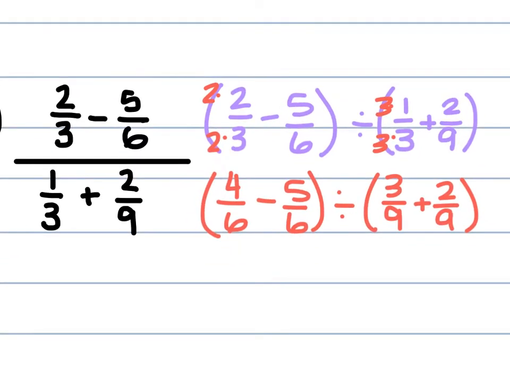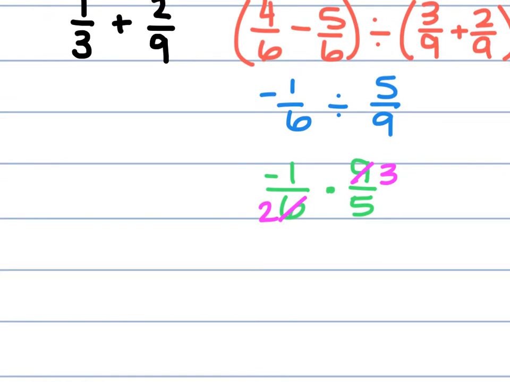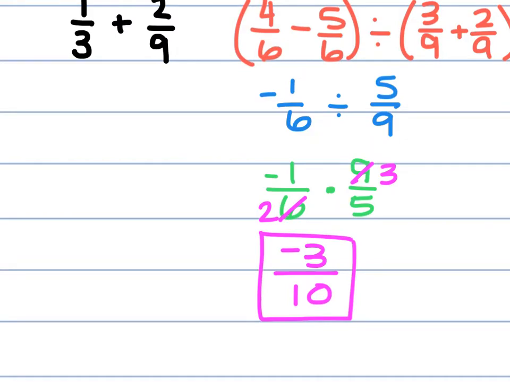So now do your subtraction and your addition. We're going to have negative 1/6 divided by 5/9. Keep, change, flip. Negative 1 over 6 times 9 over 5. If you want to simplify before you multiply, you can. The 6 will turn into a 2. The 9 turns into a 3. So that's negative 1 times 3 is negative 3 over 2 times 5, which is 10. So negative 3/10.